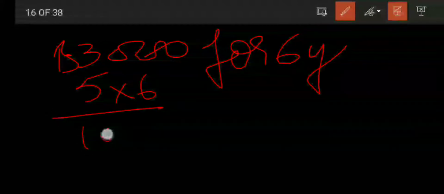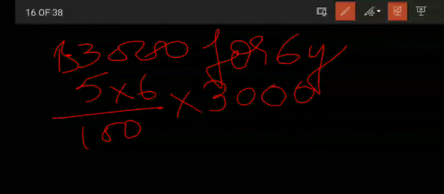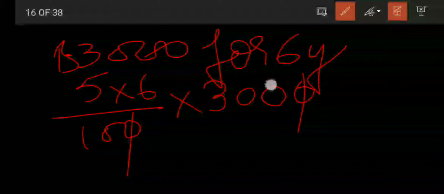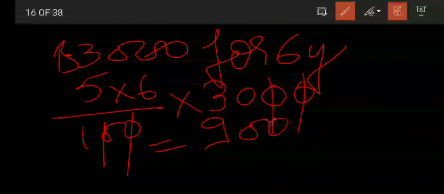Therefore, interest for 3000 rupees, what it would be? 3000 rupees 6 years. It would be 5 into 6 by 100 into 3000. This is unitary method. So 0, 0, 0, 0 gets cancelled. 5, 6 are 30. 30 into 30, 900. So what is simple interest? Rupees 900.